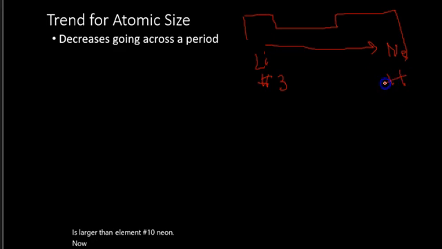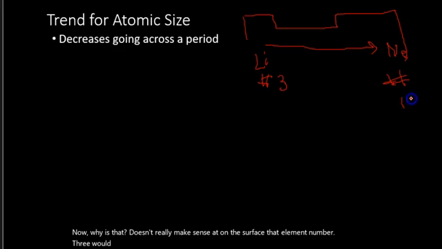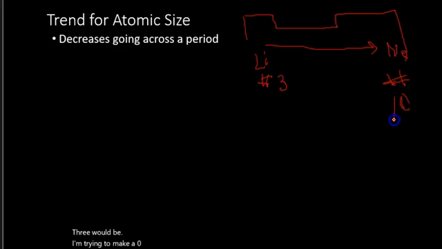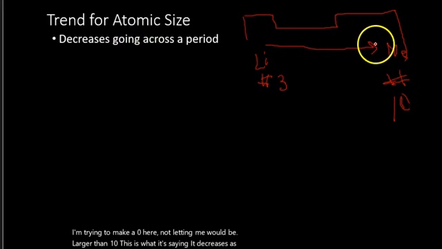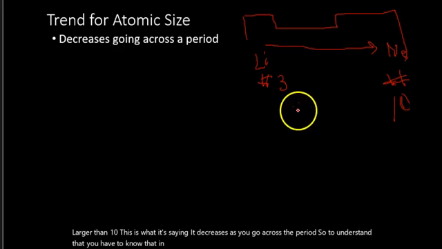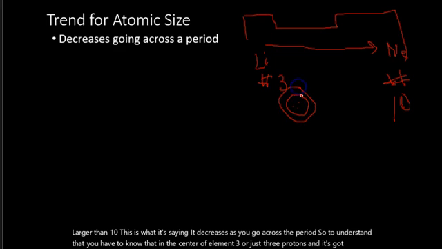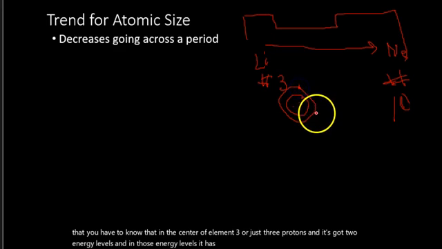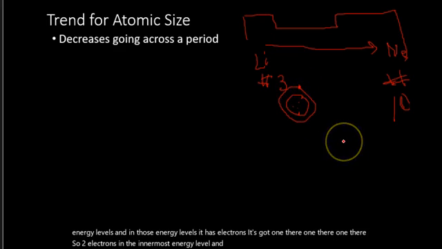Now, why is that? That doesn't really make sense on the surface that element number 3 would be larger than 10. This is what it's saying. It decreases as you go across the period. So to understand that, you have to know that in the center of element number 3 are just 3 protons, and it's got 2 energy levels. And in those energy levels, it has electrons. So 2 electrons in the innermost energy level and then 1 in the outermost energy level.